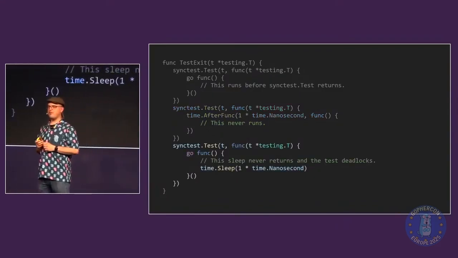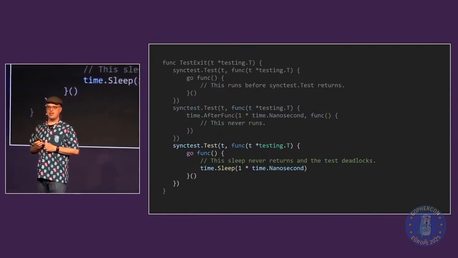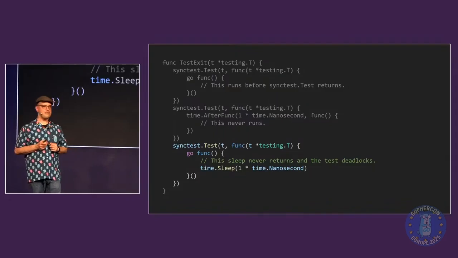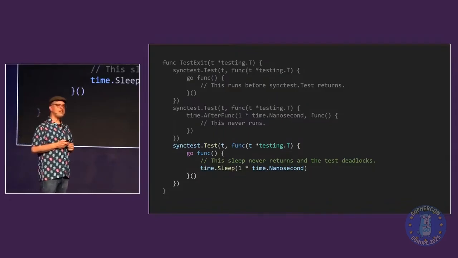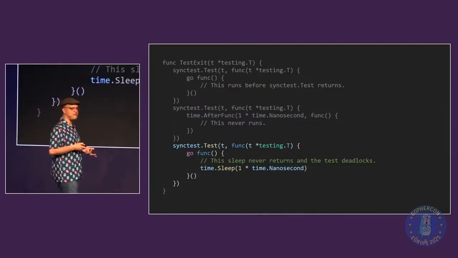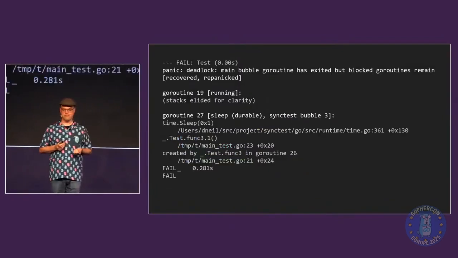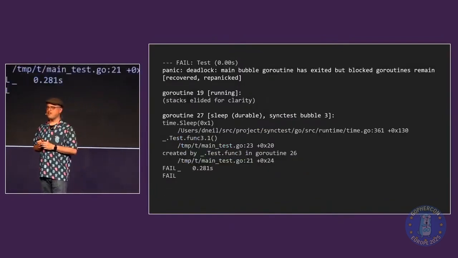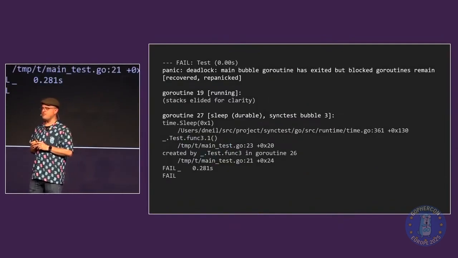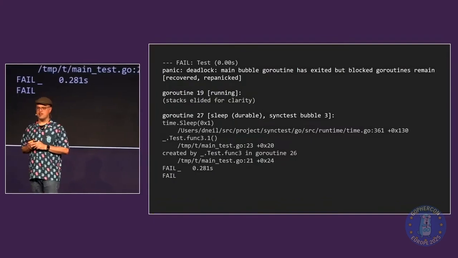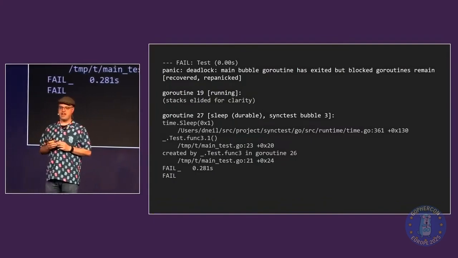And in the third example, we start a goroutine that sleeps. The root goroutine returns and time stops advancing, and the bubble is now deadlocked because test is waiting for all goroutines in the bubble to finish, but the sleeping goroutine is waiting for time to advance. The synctest package detects when a bubble is deadlocked due to every goroutine in the bubble being blocked on another goroutine in the bubble and panics.